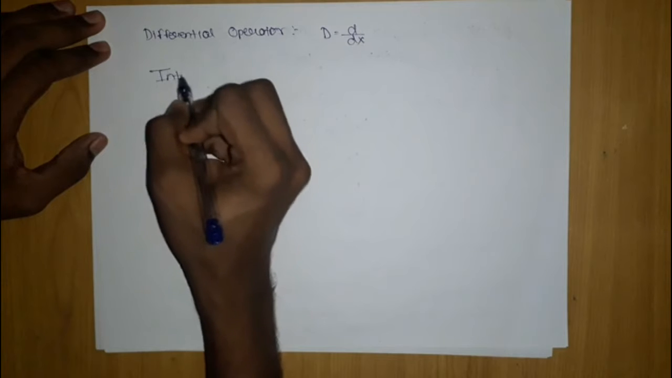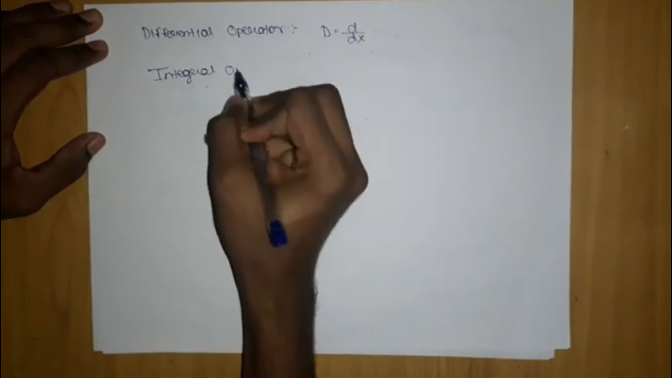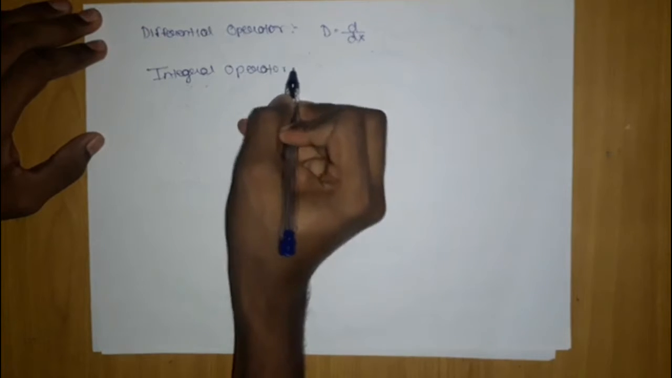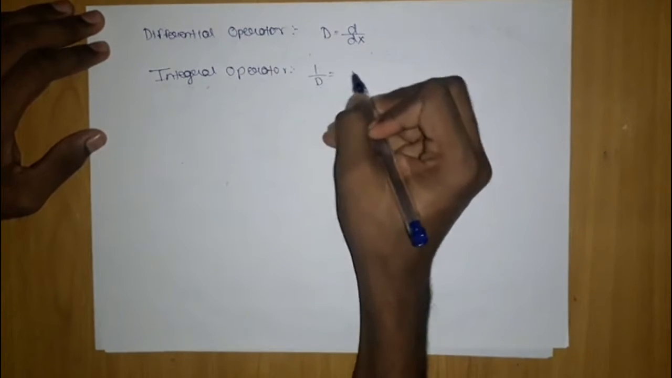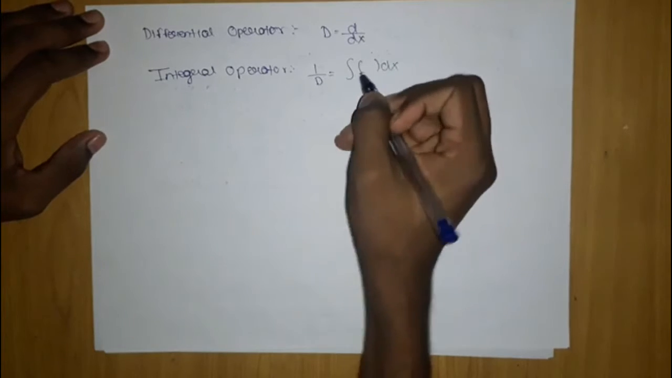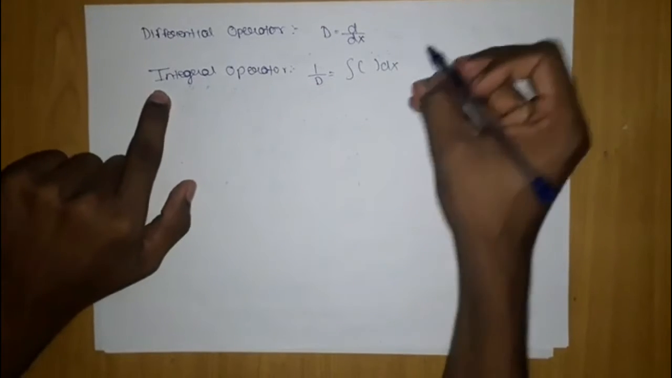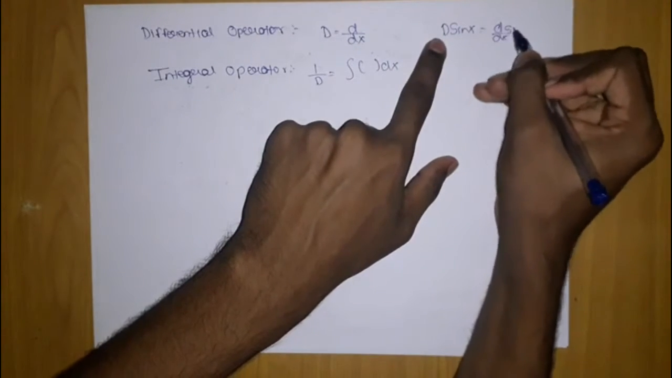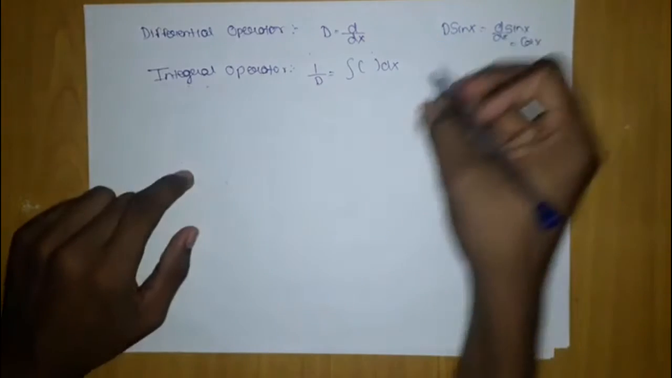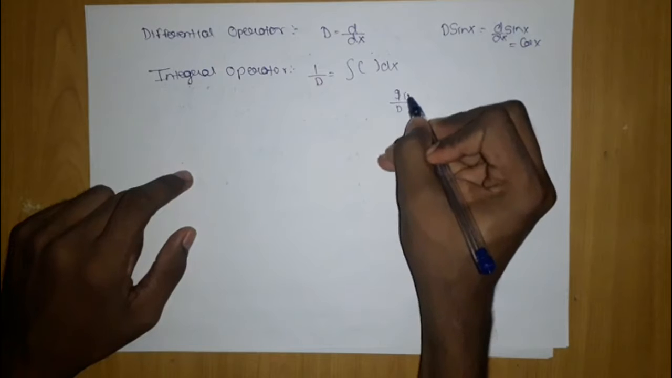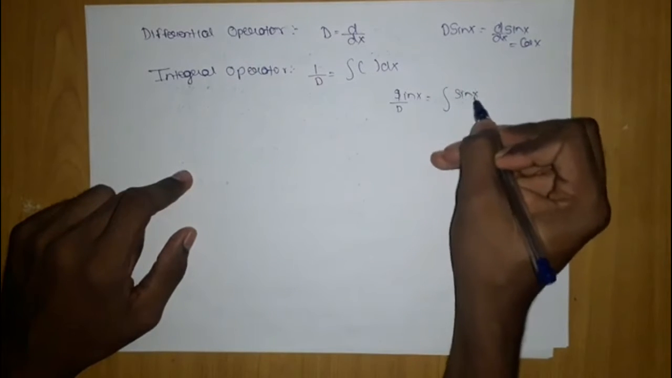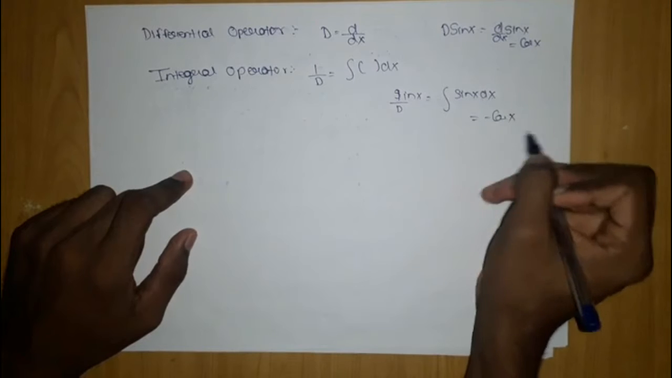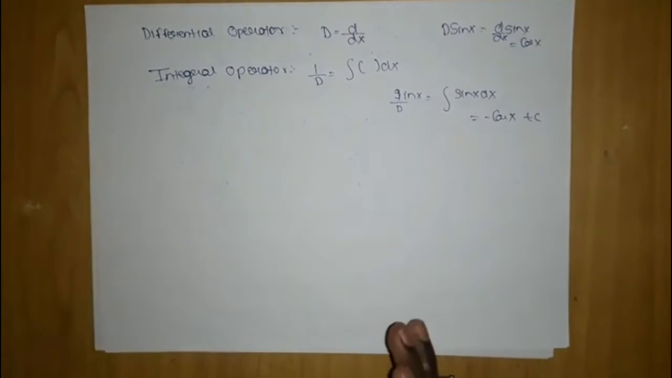Now we will see the integral operator, which is nothing but 1 by d, which means integral dx. It is called the integral operator. Now if you place d sin x, you can replace this by d by dx of sin x, and this will automatically become cos x. Similarly, if you write 1 by d sin x, it means integral sin x dx, which is nothing but minus cos x plus c. So in this sense you have to understand the differential operator and the integral operator.